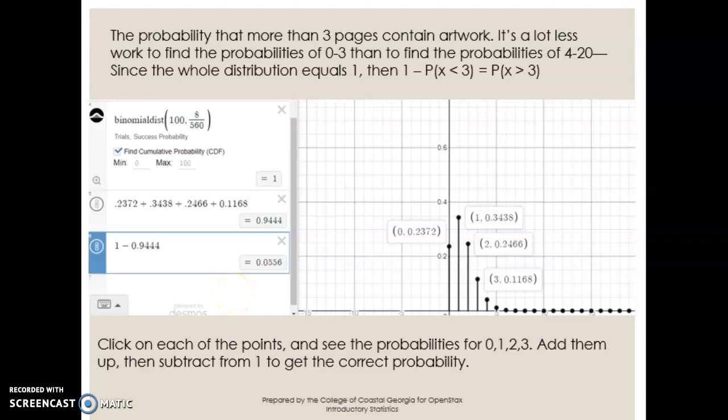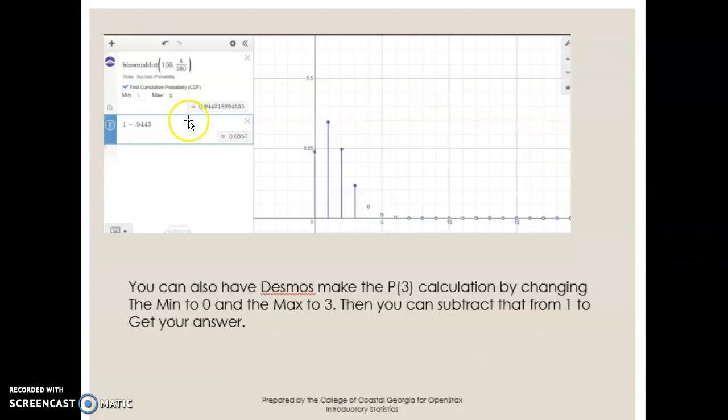There is another way to let Desmos do that for you, and that's to come up here and change your minimum and max. So if you have the same binomial distribution, but you want to find that probability from 0 to 3, you just put your minimum in as 0, your max is 3, and once again subtract what you get, that 1 minus 0.9443, and you get the probability that it is 4 or greater, 0.0557. So that definitely works.